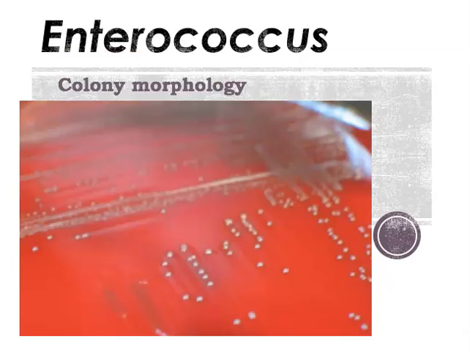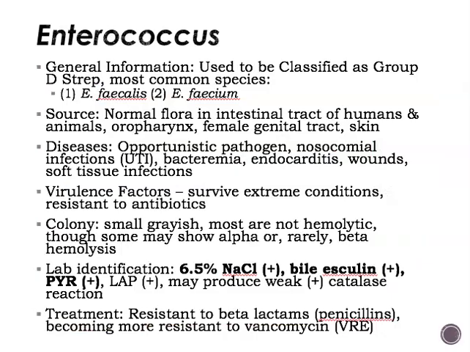Enterococcus, so here's what the colonies of Enterococcus look like on the plate. General information about Enterococcus. It used to be classified as Group D strep, and that's because all species in the Enterococcus group possess the Group D antigen in the Lancefield classification scheme. But in the 1980s, they were divided into the enterococcal and the non-enterococcal groups, with the understanding that organisms found in the intestinal tract were part of that enterococcal group.